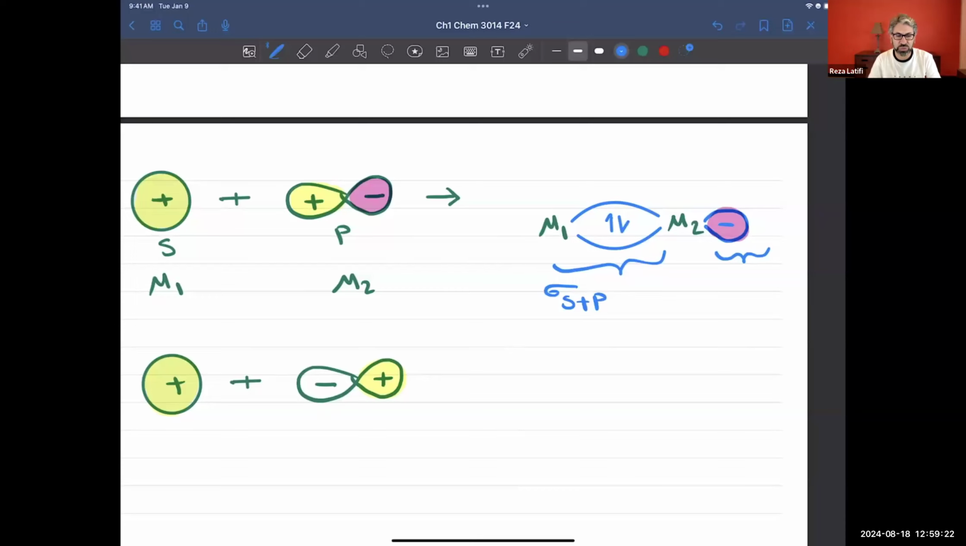But what if they are out of phase? If they are out of phase, this is going to happen. You will have M1, and clearly there is a node between them. So you will show that you have a node there, and then show M2.